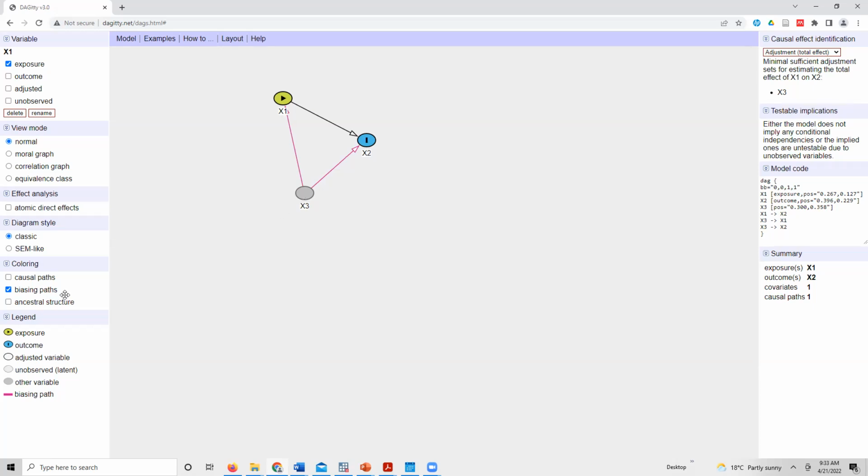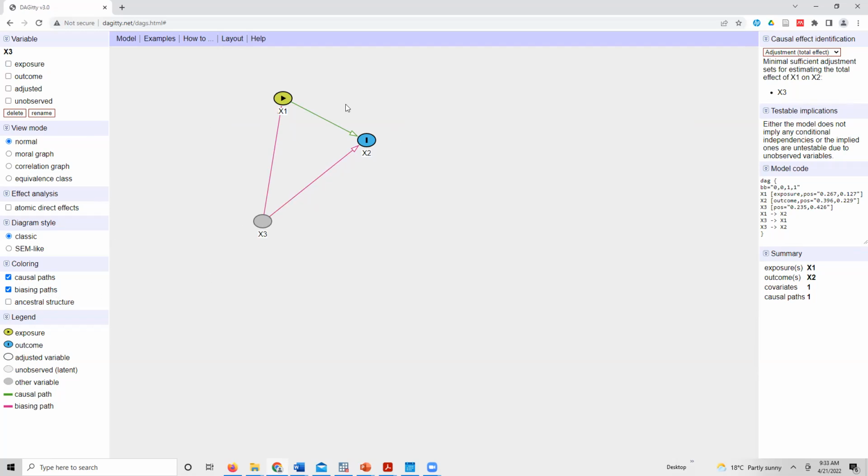So here you can see that x1 to x2 is the causal path, which makes sense, the direct effect. And x1, x3, x2, which is in pink, is a non-causal path, the biasing path.